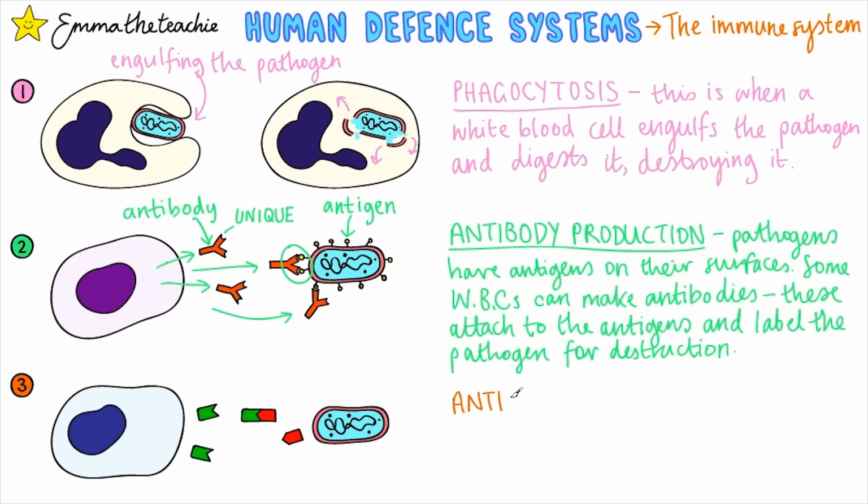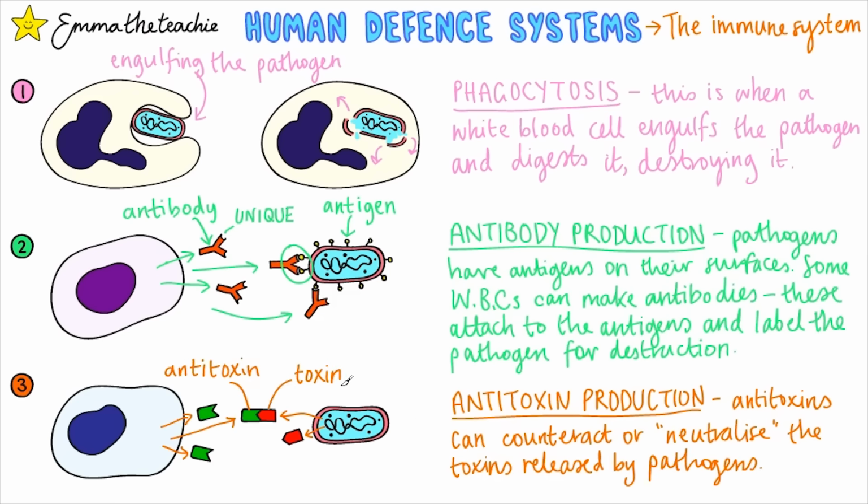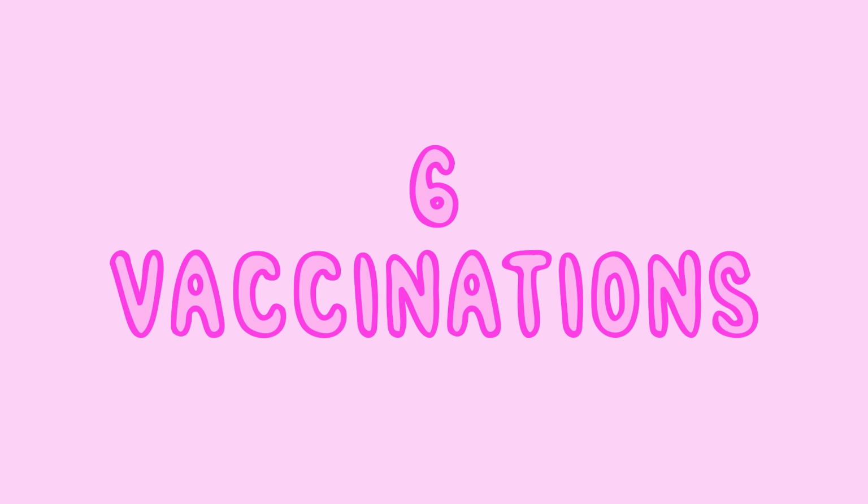And lastly, we've got antitoxin production. Antitoxins are able to counteract, or in other words, neutralize, the toxins released by the pathogens. And this means they can't harm you or make you feel ill. Over here, you can see them locking together. 6. Vaccinations.